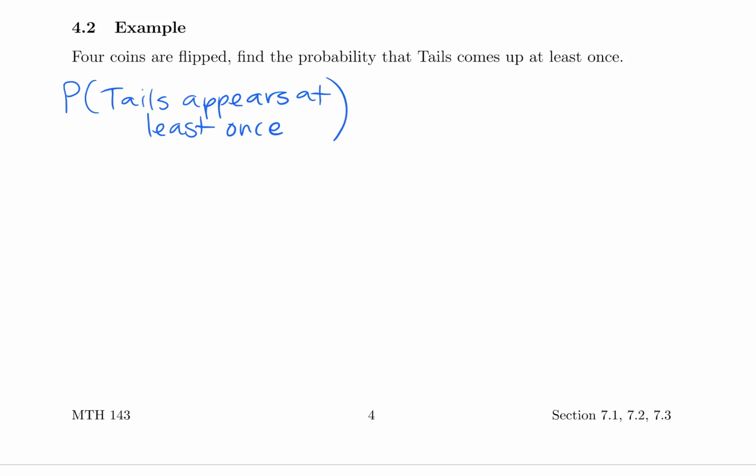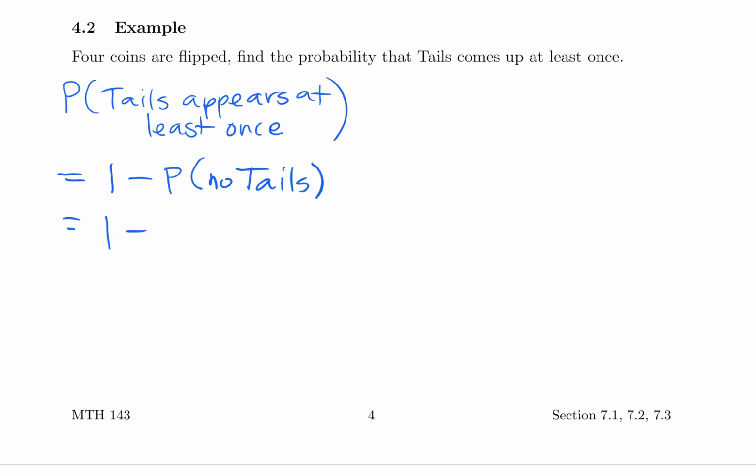Well, if I want tails to show up at least once, that means I need to see how many ways tails can occur exactly once, exactly twice, exactly 3 times, and exactly 4 times. And that's a lot of different options to keep track of. So we can instead write this as a complement. So let's do 1 minus the probability of the complement of tails appearing at least once. Well, if tails is appearing at least once, then the complement would be that tails does not appear at all. So this would be no tails.